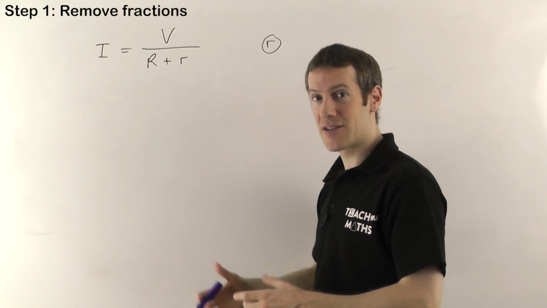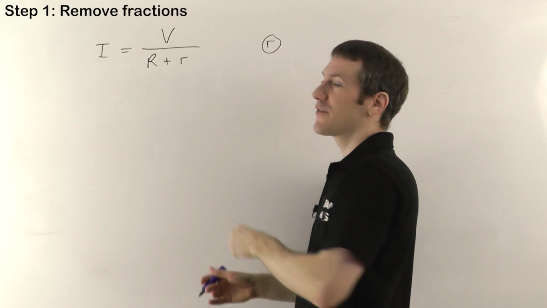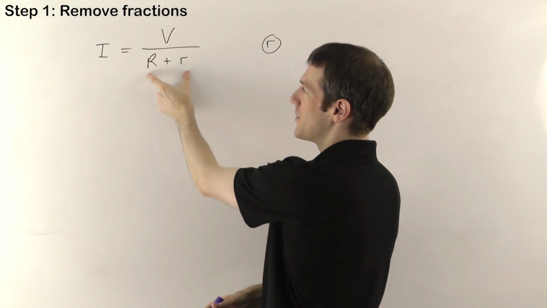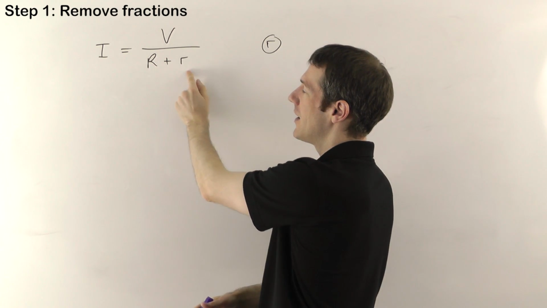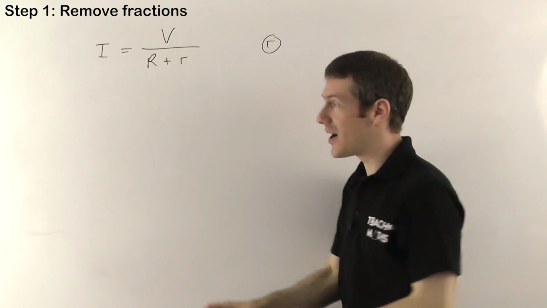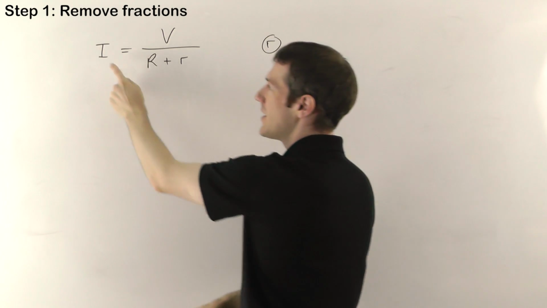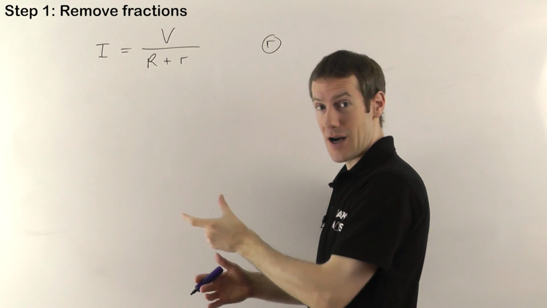The way you get rid of fractions is you multiply by the bottom of the fraction, and be careful here, the thing on the bottom of the fraction is R plus r. Yeah, the big R plus the little r. That's the thing on the bottom of the fraction, all of it. And you have to multiply everything by all of that, R plus r. So on the left, we multiply by R plus r.